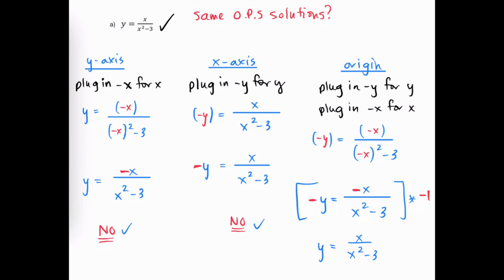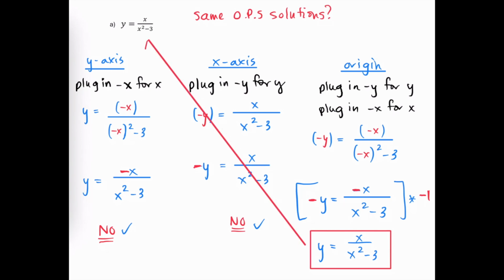So once we multiply both sides by -1 up here, we can now clearly see that the simplified version of this equation actually is going to have the same collection of ordered pair solutions to the original, which means that we do have symmetry about the origin.